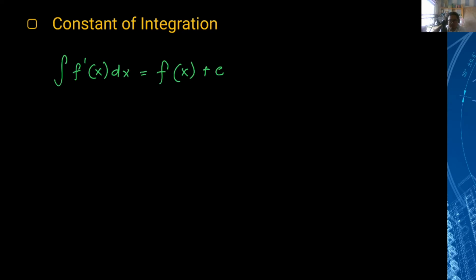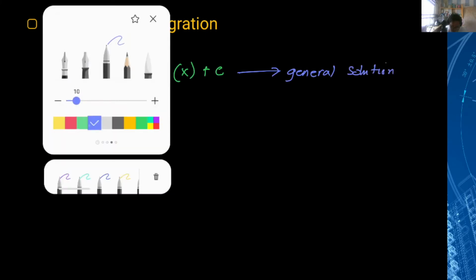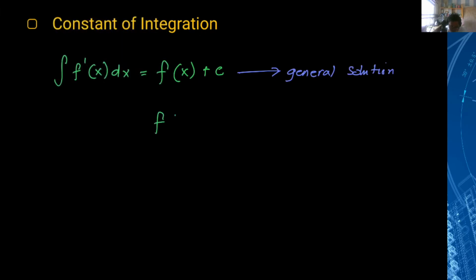So we are now in constant of integration. In our previous topic, we were evaluating functions that resolve into a solution with a constant of integration, which is called c. For example, in this particular function, the integral of the first derivative of x dx equals the function of x plus c. This is now called the general solution.